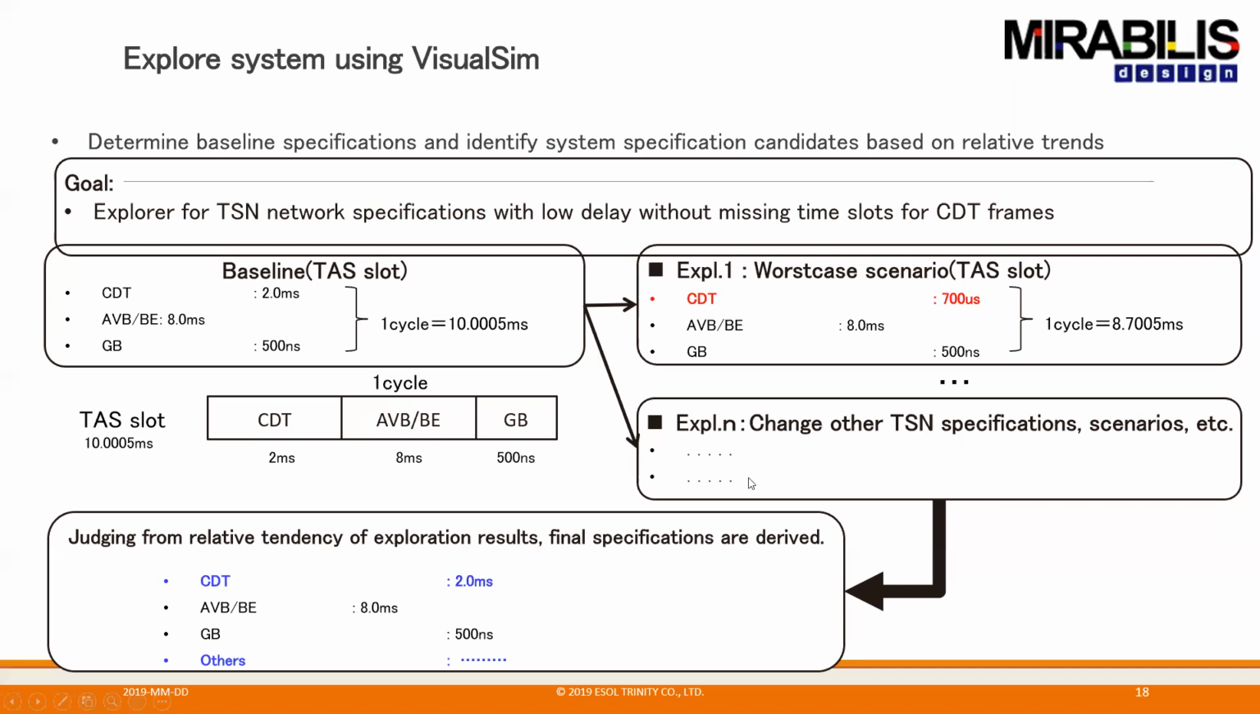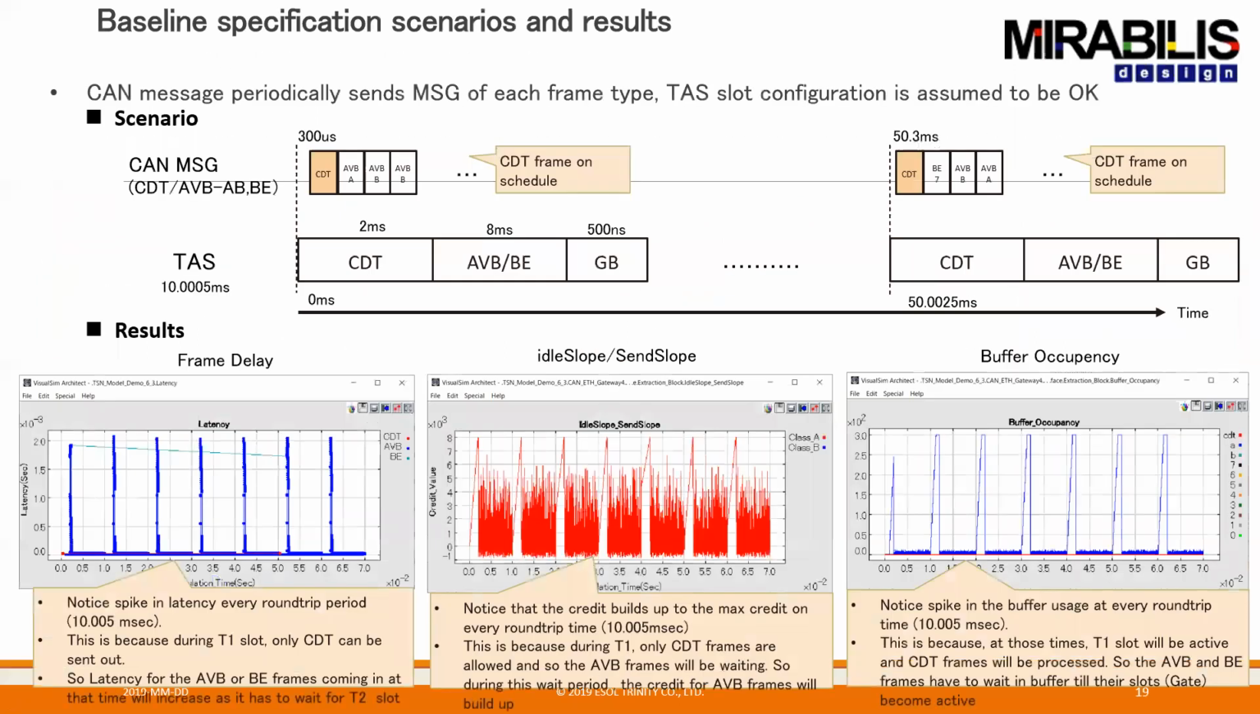So from this latency, from the profile or the activity, you can actually see what the settings are for each one of those. So gigabit Ethernet versus AVB versus CDT gives you what your slot times are. So using the VisualSim model that you saw, you could explore all of these configurations.